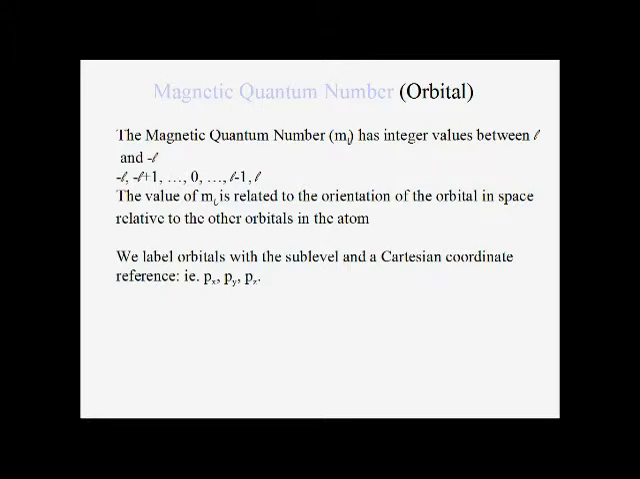The magnetic quantum number is going to correspond to specific orbitals. Specific orbitals are going to be specific shapes of the electrons that contain 1 or 2 electrons. The value of the M sub L is going to range from negative L to L. It has integer values. So it starts at negative L, we add 1, add 1, add 1 until we get up to L.